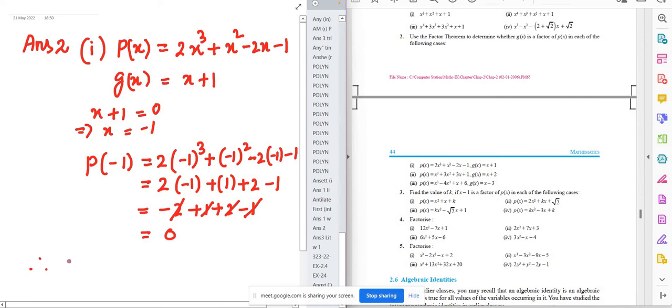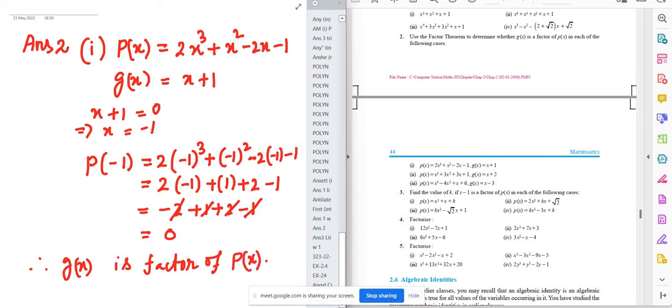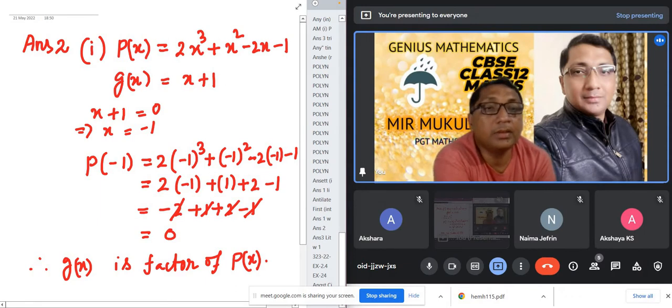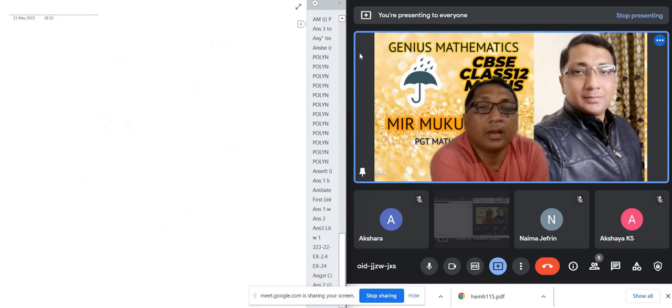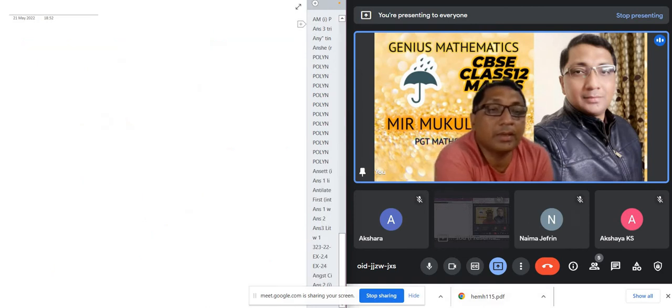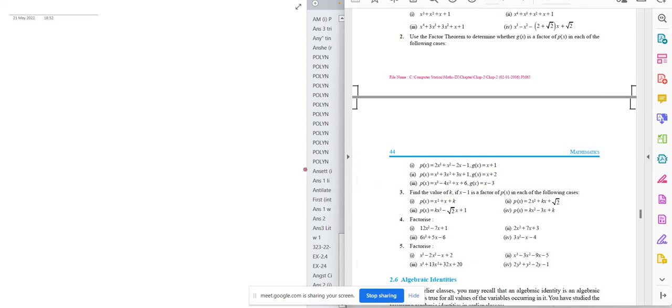Therefore we can say that g(x) is a factor of p(x). So understood? g(x) is a factor of p(x). Now one more question I am showing to you. Third one.